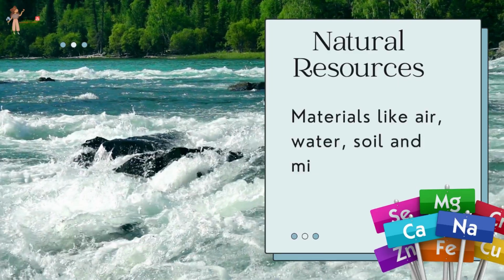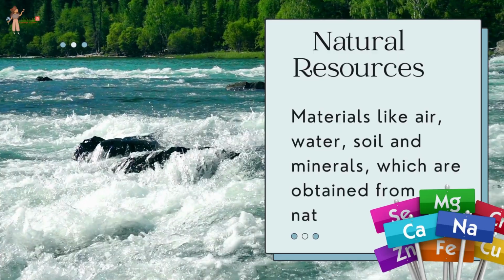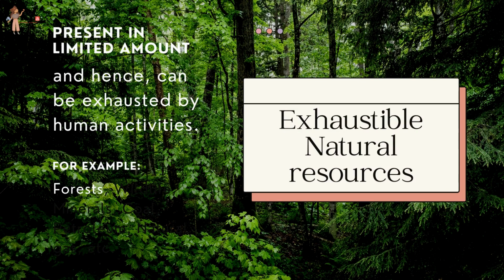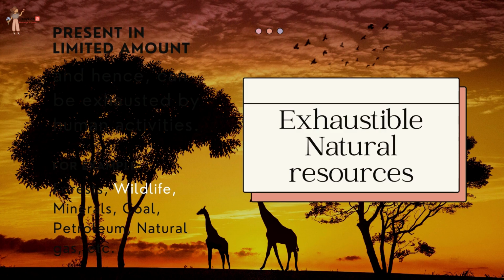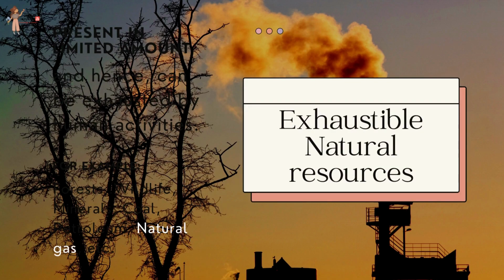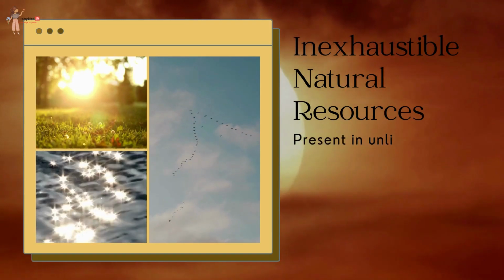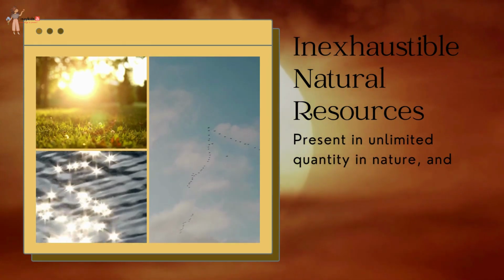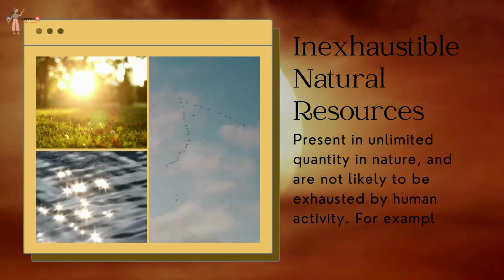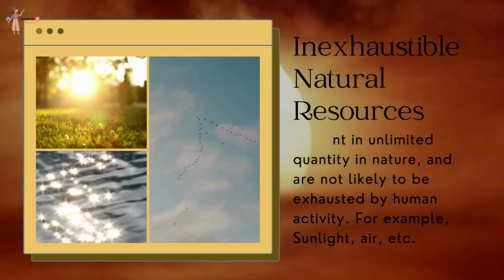We know that natural resources are materials like air, water, and soil, which are obtained from nature. Exhaustible natural resources are present in limited amount and hence can be exhausted by human activities. For example, forests, wildlife, minerals, coal, petroleum, natural gas, etc. are all exhaustible natural resources. Inexhaustible natural resources are present in unlimited quantity in nature and are not likely to be exhausted by human activity. For example, sunlight, air, etc.